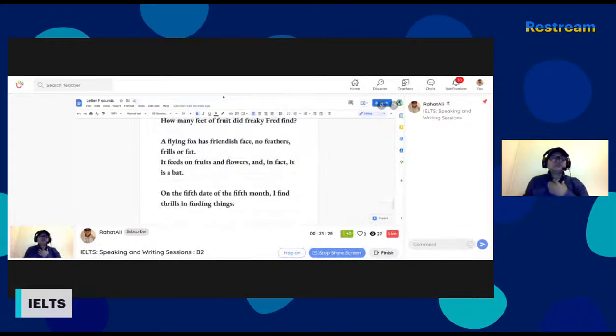Sorry, guys. So, a flying fox has a friendlish face, no feathers, frills, or fat. It feeds on fruits and flowers, and in fact, it's a bat. On the fifth day of the fifth month, I find thrills in finding things.